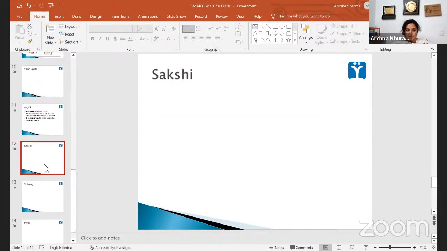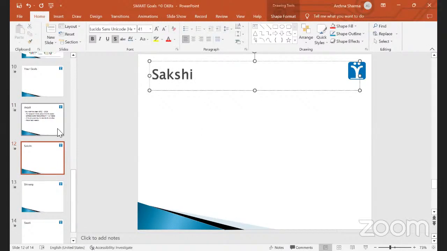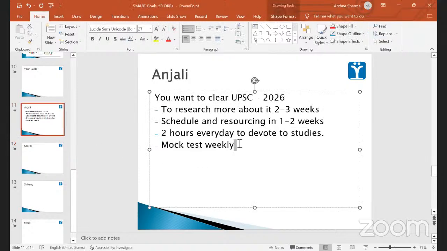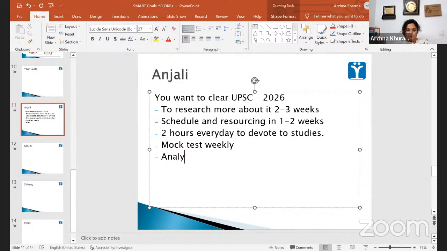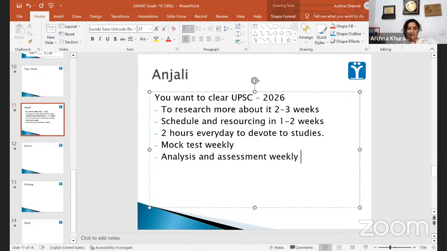Yeah, Sakshi, now it's your turn. What's your goal? Ma'am, I have to add something more. Did you want to add something more? Yes, ma'am. Analysis of my work and the test papers will also be included in my plan. Analysis and assessment, right? How often are you doing it? You are doing it weekly, right? Yes, ma'am. Weekly, on the progress you are making.